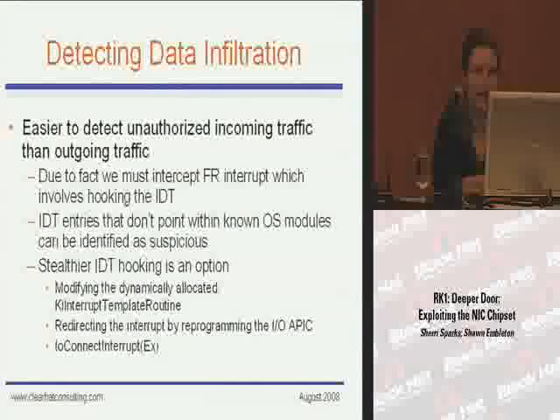Unfortunately, we still modified the IDT, so there was a heuristic there that something had changed, even though it wasn't what the OS thought was the NIC interrupt handler. Alternatively, we could maybe use something like IoConnectInterrupt and try to do it in more of a legitimate manner so we didn't change a pointer directly in the IDT. That also might be a little bit stealthier.